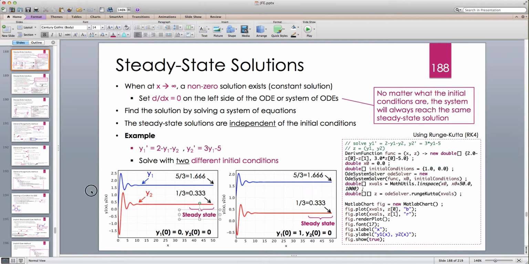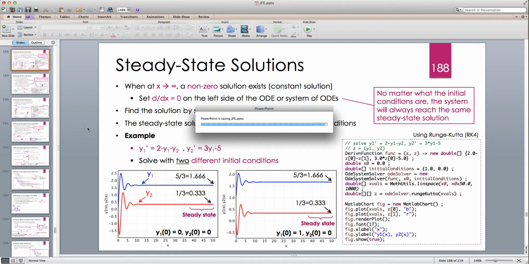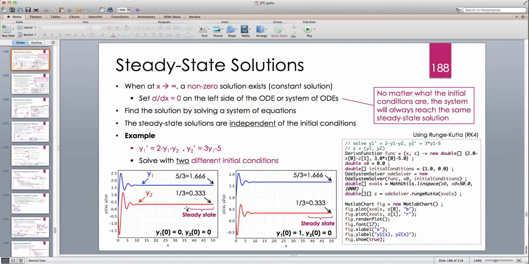So this is our steady state solution, all right? With this initial condition, the system reached steady state as we expected. And we could, in fact, predict the steady state levels. Now let's change the initial conditions. y1 at 0 is 1, y2 at 0 is 0.